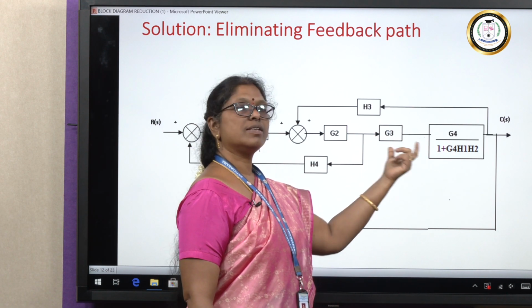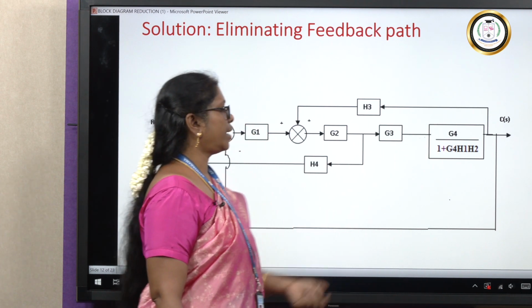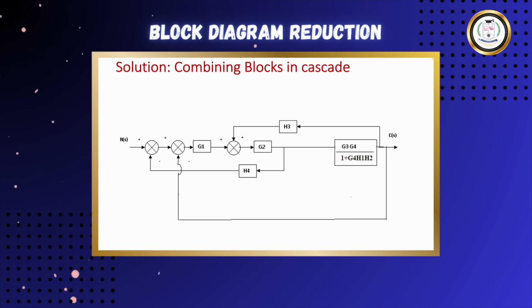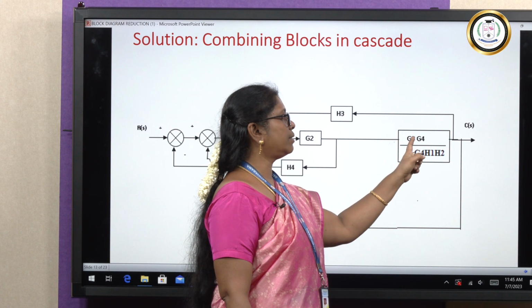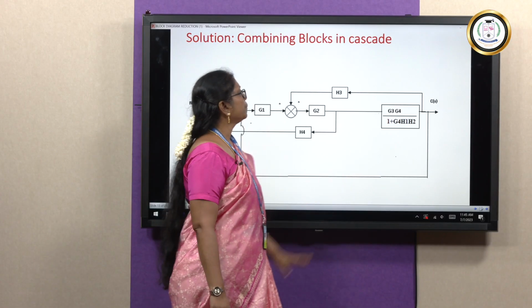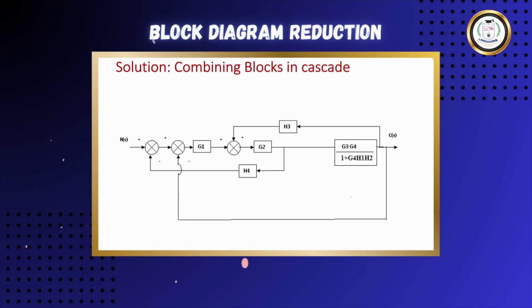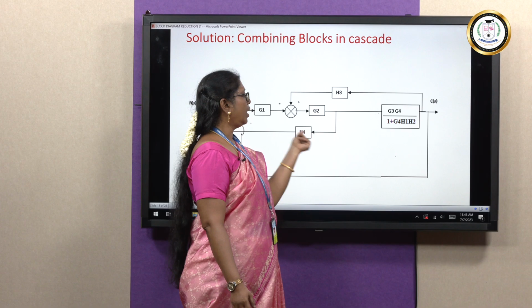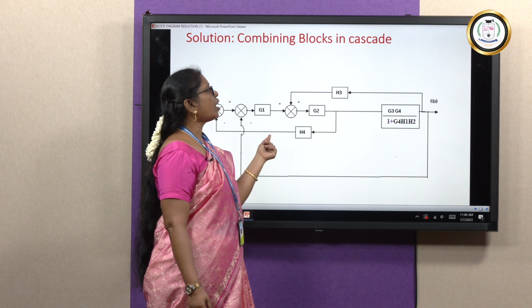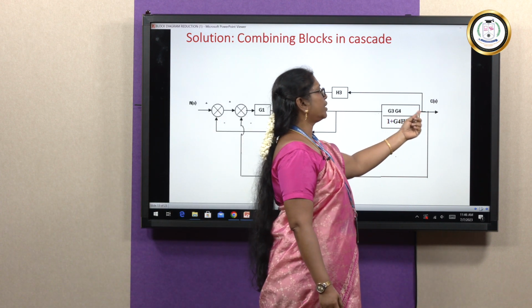Now, if you see G3 and this block are in cascade. So, we can combine these two blocks, right. So, the next step is combining these two blocks. Simply multiply, G3 G4 by 1 plus G4 H1 H2, right. If you see here, what is the next step we can do? We have to think. We can't combine these two because we have a takeoff point here. So, what we can do? We can move this takeoff point after the block.